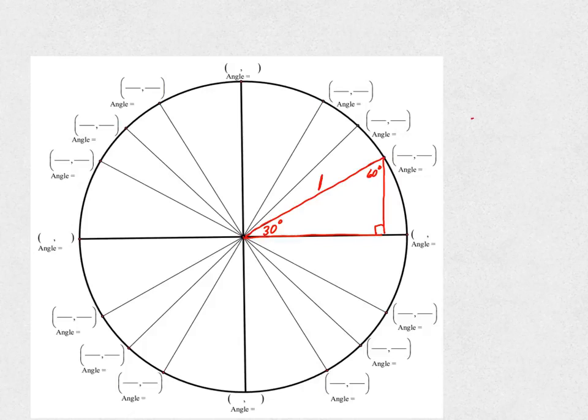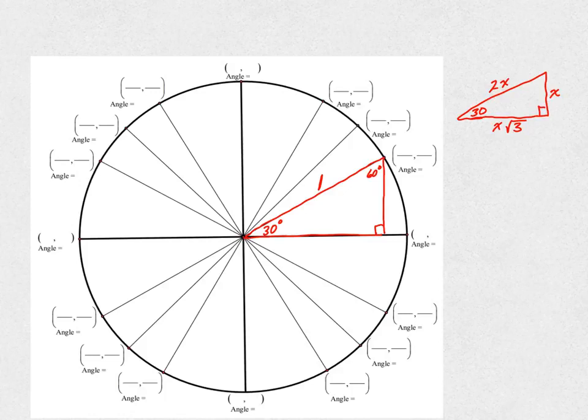Now, on a 30-60 triangle, you may remember your properties from geometry, or not, but if this side has a length of x, the hypotenuse has a length that is twice that measurement, and the long leg is x times the square root of 3. So those are your properties from geometry.